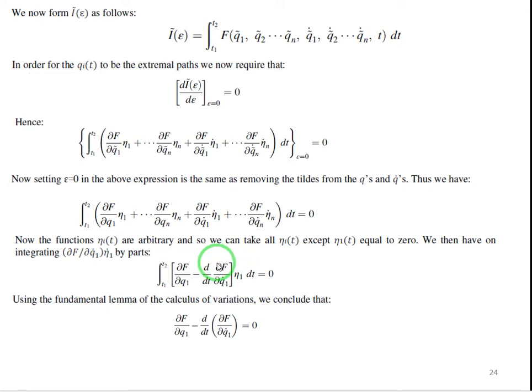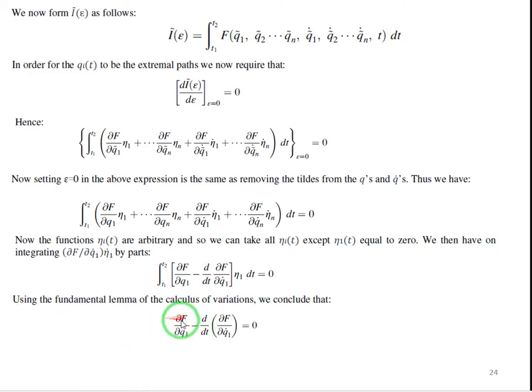the coefficient of eta 1 is 0, or in other words, partial derivative of f with respect to q1 minus d over dt of partial derivative of f with respect to q dot 1 is 0. This is our main equation, or our first main equation. We have n unknowns in these problems. We must determine n functions q1 to qn. So we need n equations.